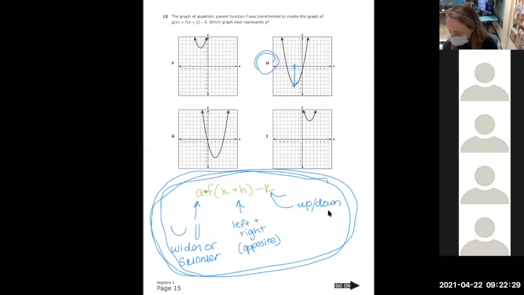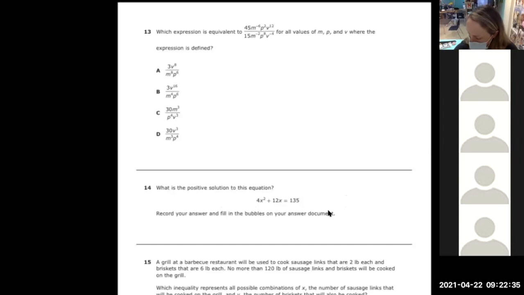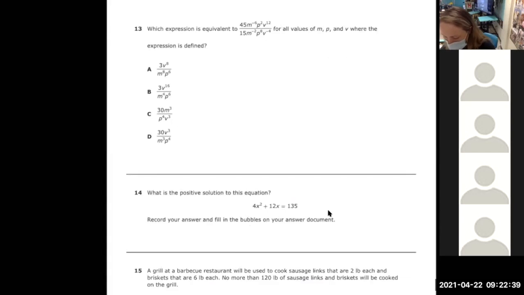Let's move on to number 13. All right, so exponent rules. The expression is equivalent to that for all values of m, p, and v where the expression is defined. So which expression is equivalent to? All right, so we want to figure out which one of those fractions is the same as the top one. All right, so go ahead and try this one on your own.